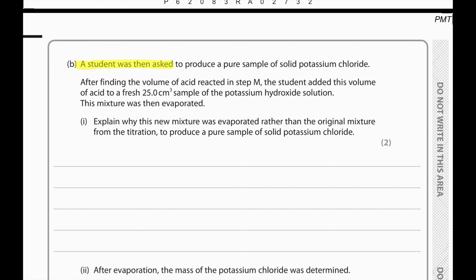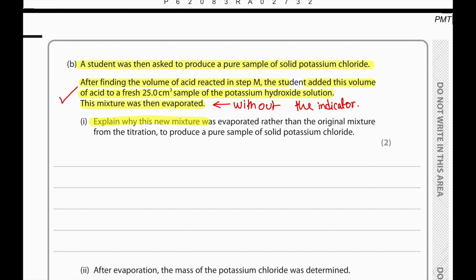A student was then asked to produce a pure sample of solid potassium chloride. After the final reading of the acid reacted in step M, the student added this volume of acid to a fresh 25 cm³ sample of potassium hydroxide solution. This mixture was then evaporated. So, the student repeated the same experiment, but this time without the indicator, because the indicator would act as an impurity.